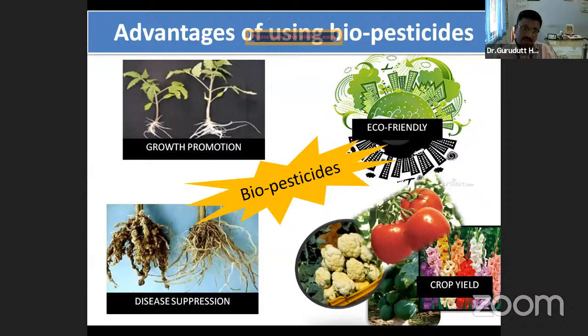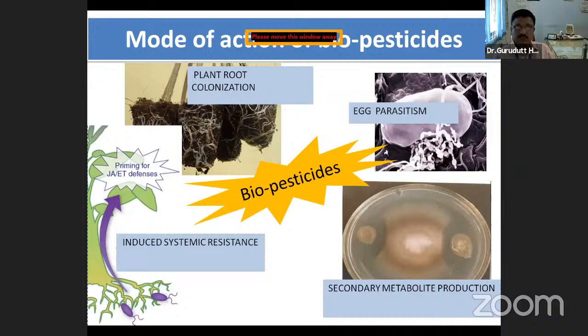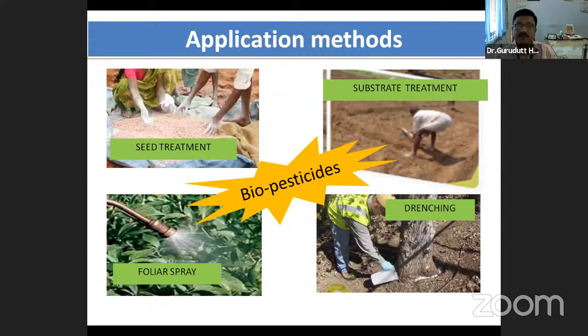Apart from having the growth promotion activities, they are eco-friendly too. And because of the disease suppression, the yields of the crops, whether vegetables, flower crops, anything, will be more qualitative in nature. As I already mentioned, they have a greater role in root colonization, like parasitism, ISR, and secondary metabolites. They can be used as a seed treatment, or as a substrate treatment that can be used with any media. And we can even go for drenching and foliar spray. The beauty of using biopesticides is timely application, at the right time and the right dosage. That is very, very important. Biopesticides should be used as a precaution. Once the disease or pest outbreak is there, then any amount of biological control agent will not be that satisfactory. Therefore, farmers are more inclined towards chemical pesticides.